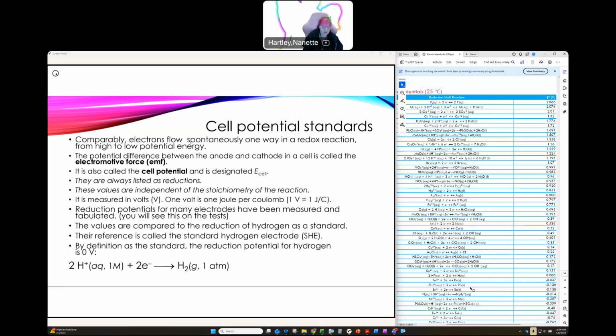So that's what we're talking about in terms of those cell potentials. That's what they are. That's how they're defined. That's how we get these numbers that are in this table. Okay. It doesn't tell me what I do with it, but it tells me what they are.